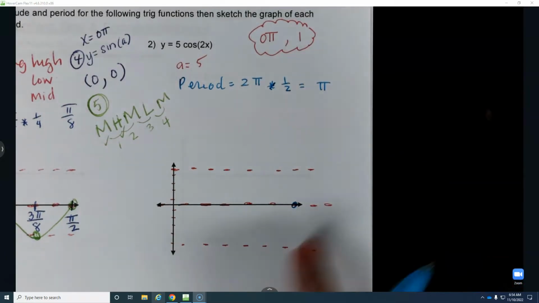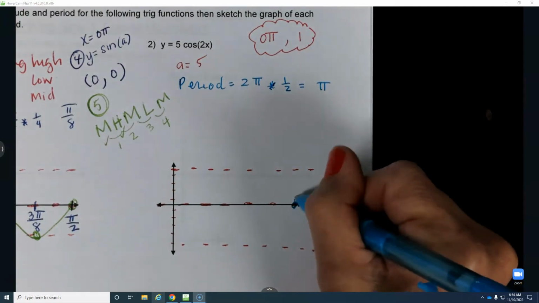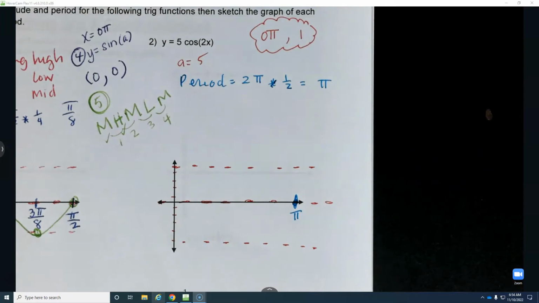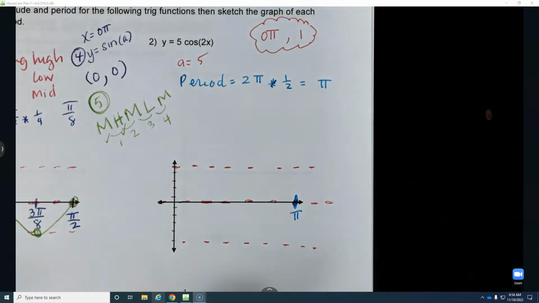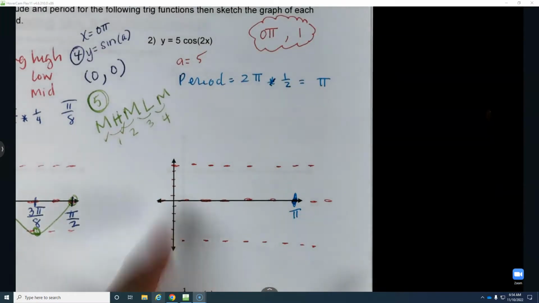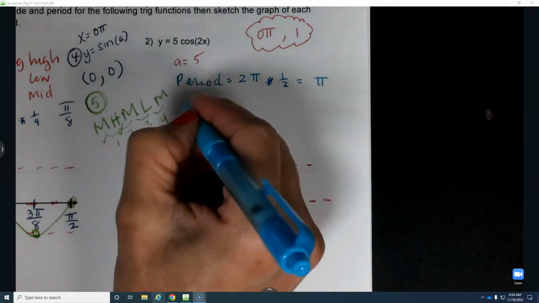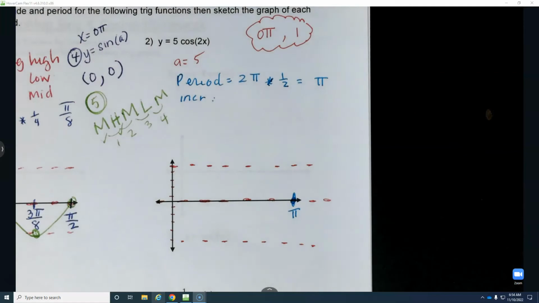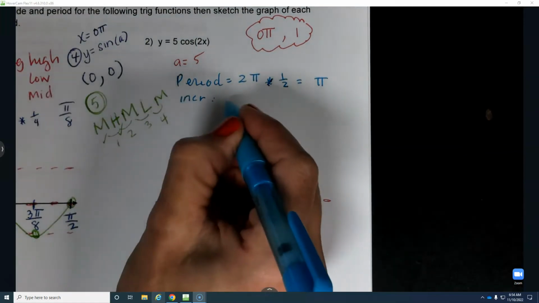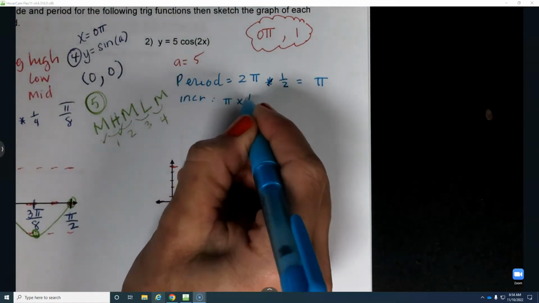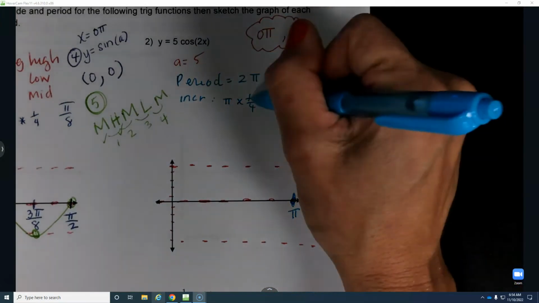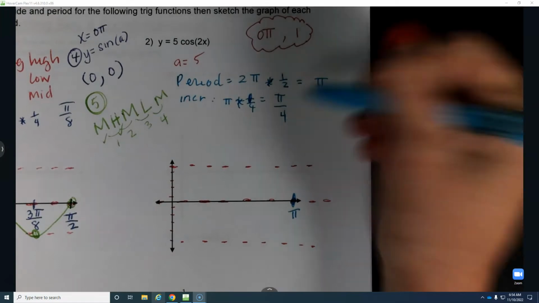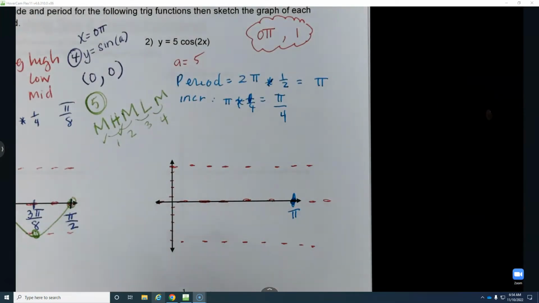I'm going to maximize all of this graph here. So this is where my final period is going to end. There's pi. And then remember, after that, we're going to figure out these tick marks. Those are called increments. And increments are always the period times 1/4. So it's going to be pi times 1/4. That's a pi over 4. So our increments, our tick marks, are going to go by pi over 4.